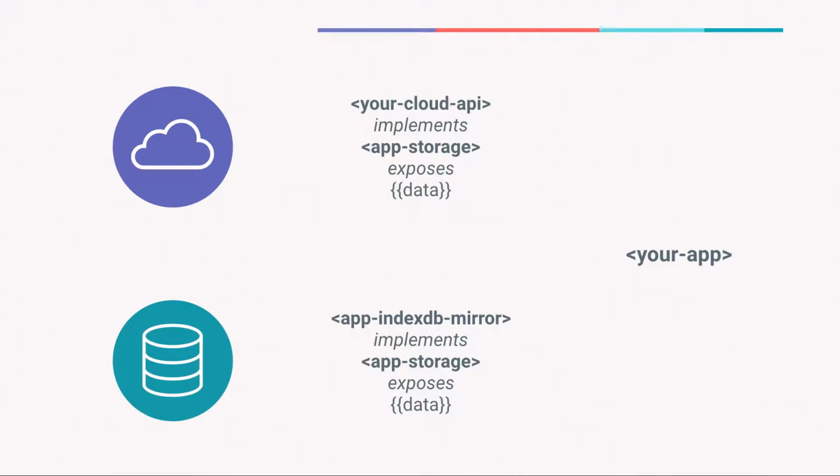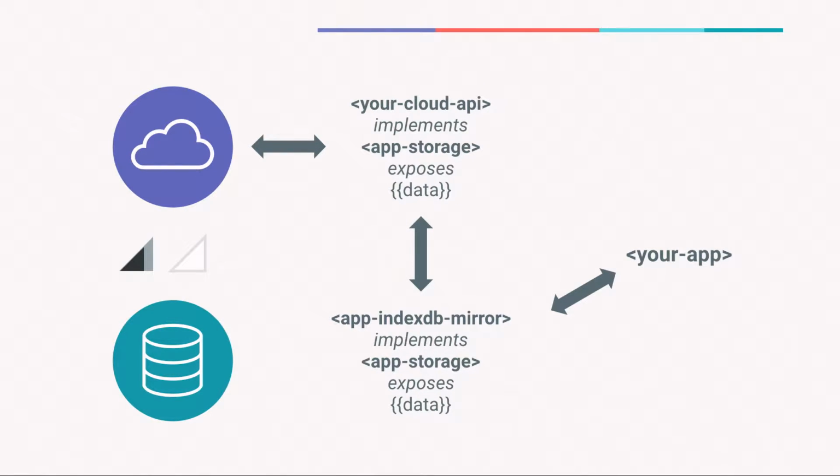You're going to build your own component that implements this app storage interface, your cloud API component, and that's going to manage communicating with your REST API in the cloud. And then you're going to use a component, app index DB mirror, that we've provided as part of the app storage components. And what that does is take any data that's passed through it, and it mirrors it into a local index DB instance. And then that's going to pass data into your application. So here's how it looks when all the data is wired up. When you're online, your cloud API component has no problem interfacing with your REST API.